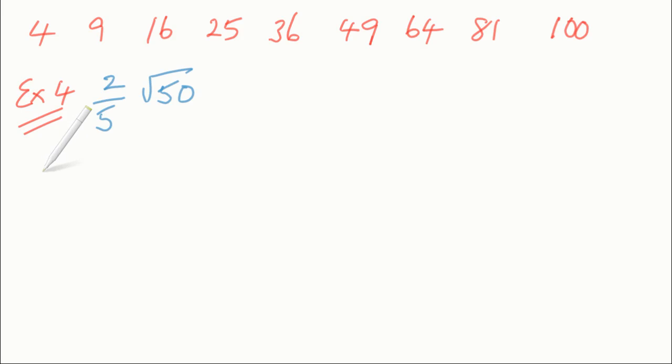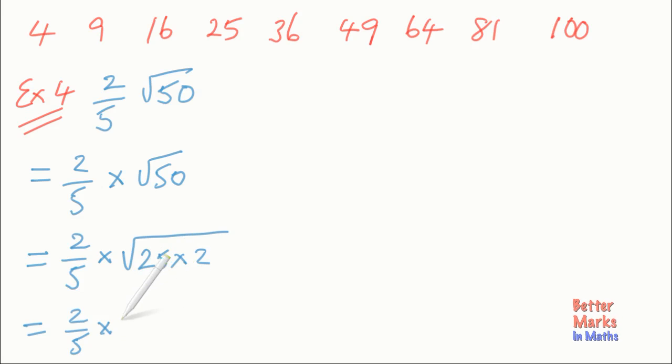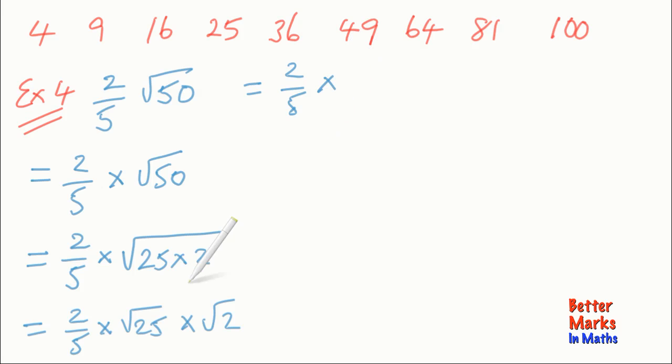In this example, you have a fraction 2/5 multiplied by root 50. So the first step I'll do is 2/5 times root 50, and then the next step is 2/5 multiplied by the square root of 50, looking for the biggest number in this list that will go into 50, and that is 25. So the next step is to write 25 times 2. 25 times 2 equals 50. The next step is to go 2/5 and separate those two numbers, so root 25 times root 2, that's equal to 2/5 times, and the square root of 25 is 5, times root 2.